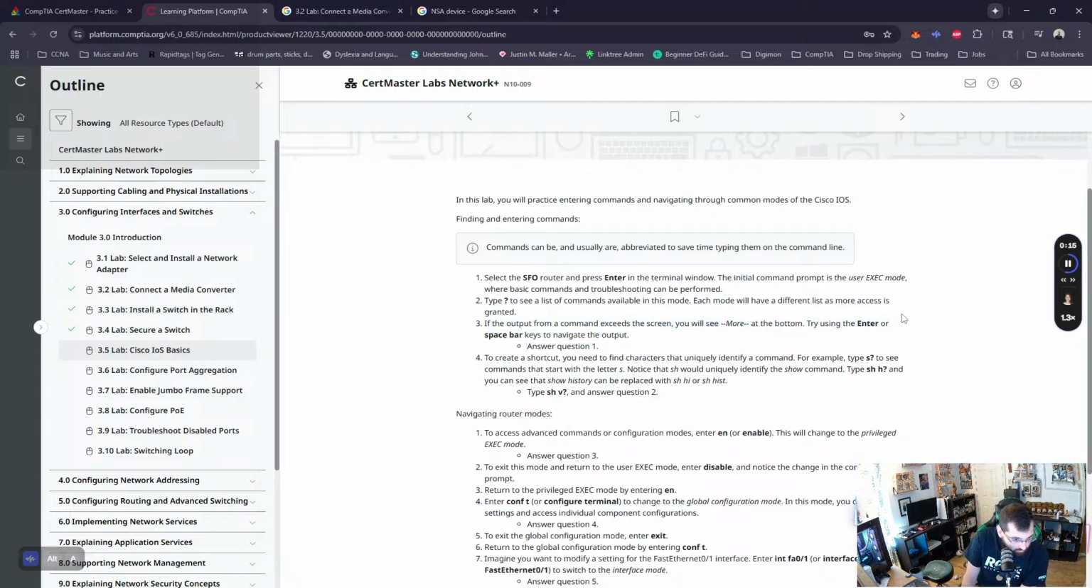Answer question 1. To create a shortcut, you need to find characters that uniquely identify a command. For example, type S to see commands that start with the letter S. Notice that SHI would uniquely identify the show command. Type SH, and you can see that show history can be replaced with SHI or SHHIST. Type SH and answer question 2. Yeah, that's why you put ipconfig instead of IP configuration. Okay.